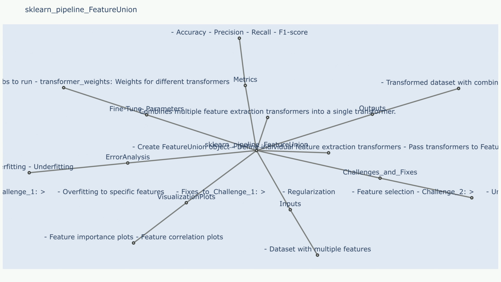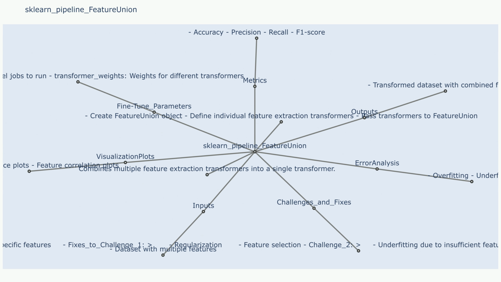Steps. Step 1: The first step involves defining the transformers you want to use. Each transformer should be a scikit-learn transformer object that can take the input data and transform it into a new representation. You can define multiple transformers within the FeatureUnion. Step 2: The second step is to instantiate the FeatureUnion object and provide the list of transformers you defined.